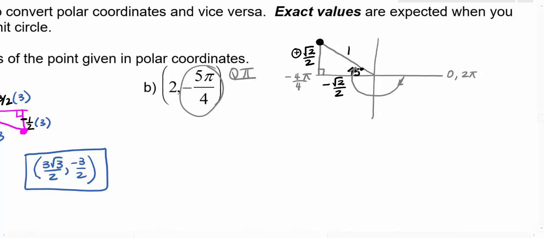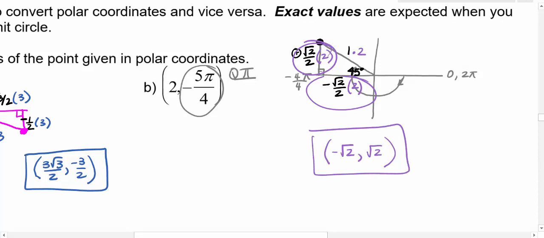But again, I don't have a radius of 1. I have a radius, in this case, of 2. So I'm going to multiply all three sides by 2. So if I were to write this out as a point, x comma y, here's my x, so it's just negative rad 2, and then my y, positive square root of 2.